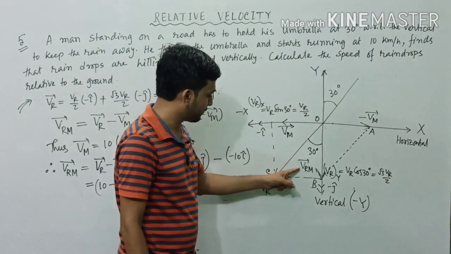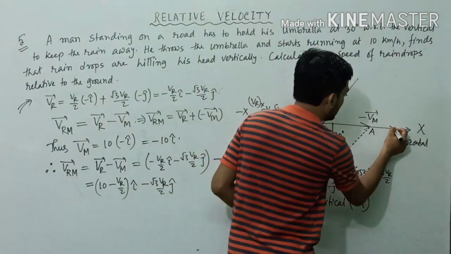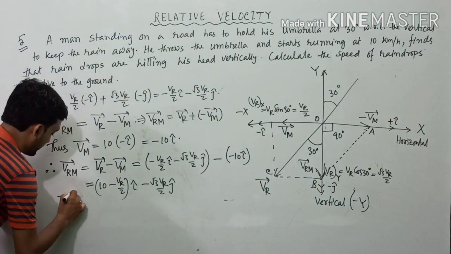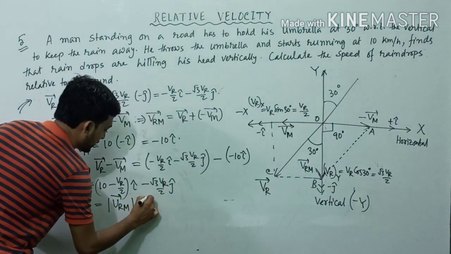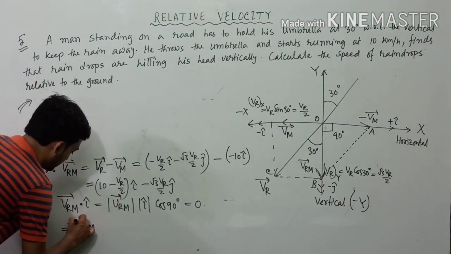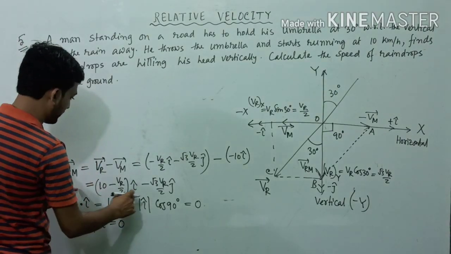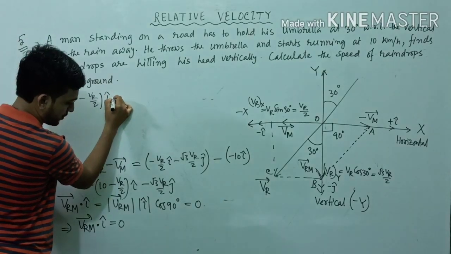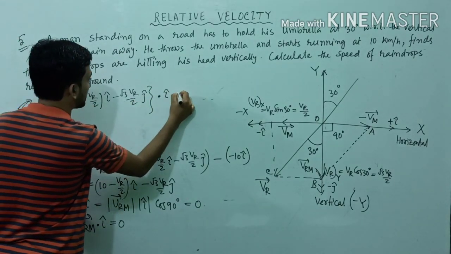Now from the diagram we see that Vrm vector is making an angle of 90 degree with positive direction of x-axis, that is with plus i cap. So we can write Vrm vector dot i cap is equal to mod Vrm vector mod i cap cos 90 degree, this is equal to 0, implies Vrm vector dot i cap is equal to 0. Implies what is Vrm vector? This one, (10 minus Vr by 2) i cap minus root 3 Vr by 2 j cap whole bracket dot i cap is equal to 0.